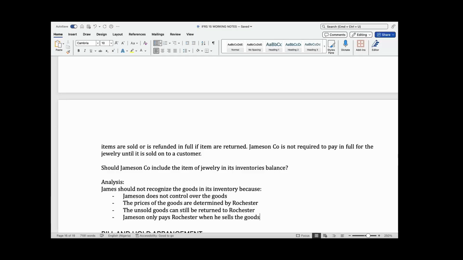So you as Jameson, you cannot put it in your books as your inventory, because you don't have control. You don't determine prices. You are still supposed to return it back to the owner. You only pay when you sell. If you don't sell, you just return the goods. So really, it's just a consignment arrangement.